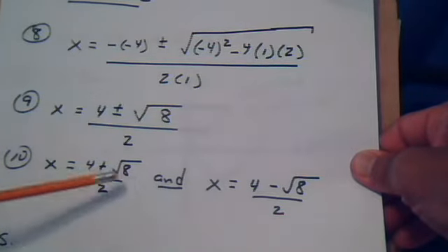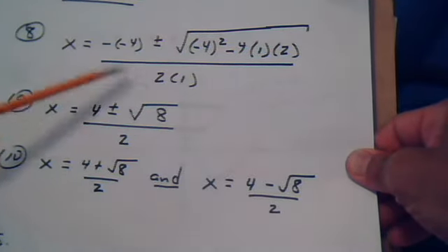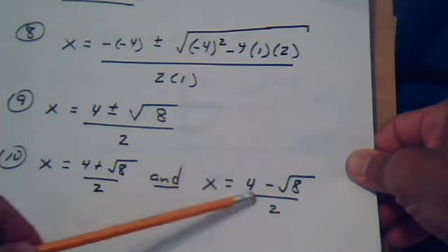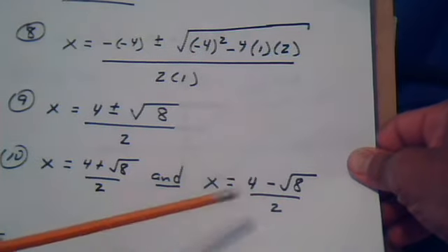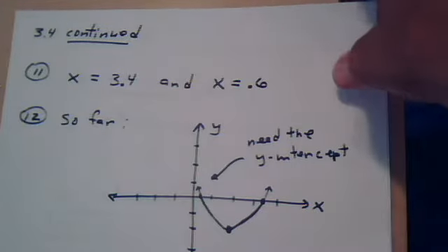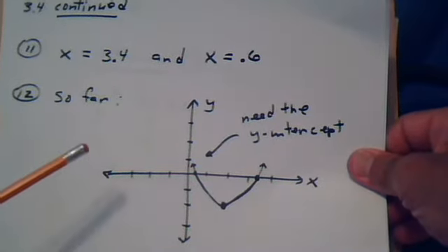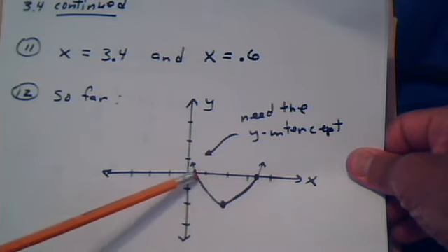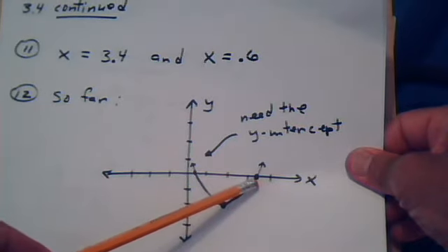So when you simplify, notice it says plus minus. That means we need to work this out once with the plus and then work it out again with the minus. It's going to give us 2 x's, which are the 2 x-intercepts. So you key this into the calculator, and you get x equal 3.4 and x equal 0.6. So now we know that the parabola is going through the x-axis at x equals 0.6 and through x equals 3.4.